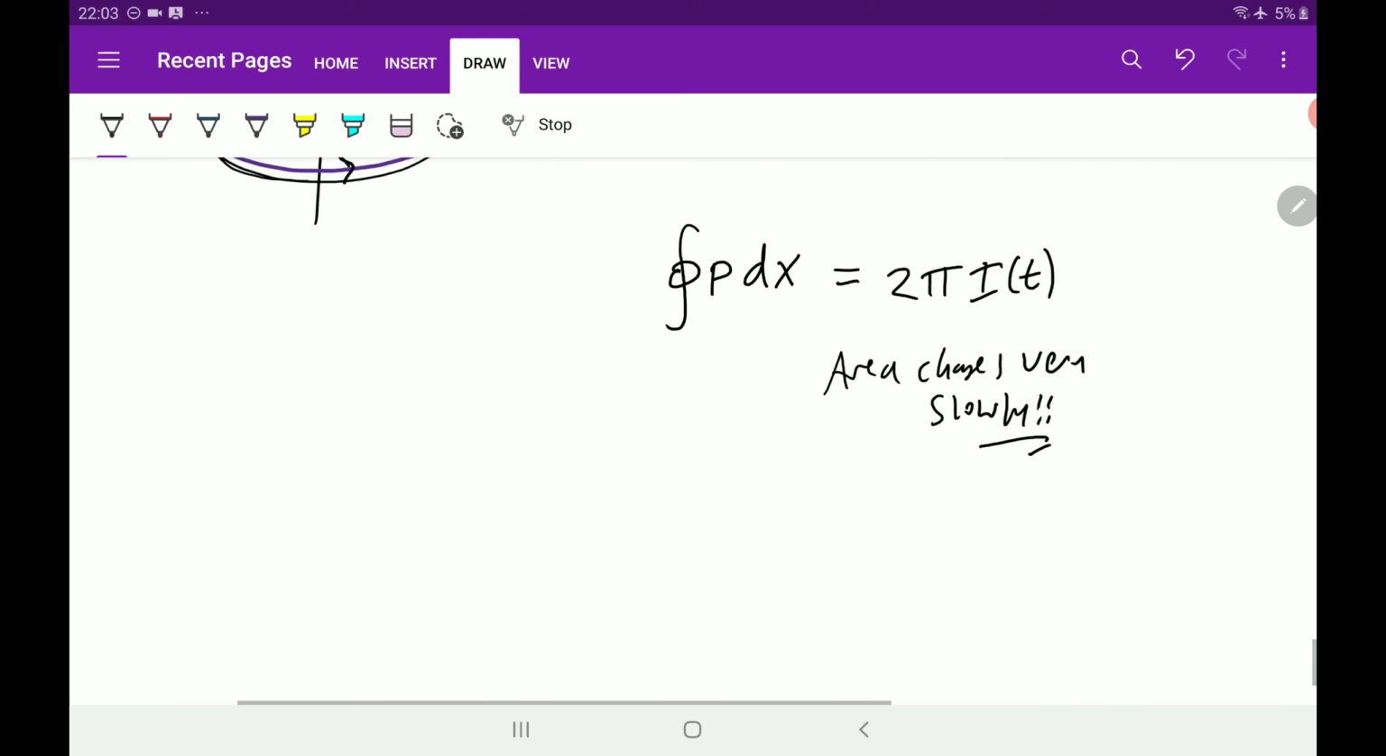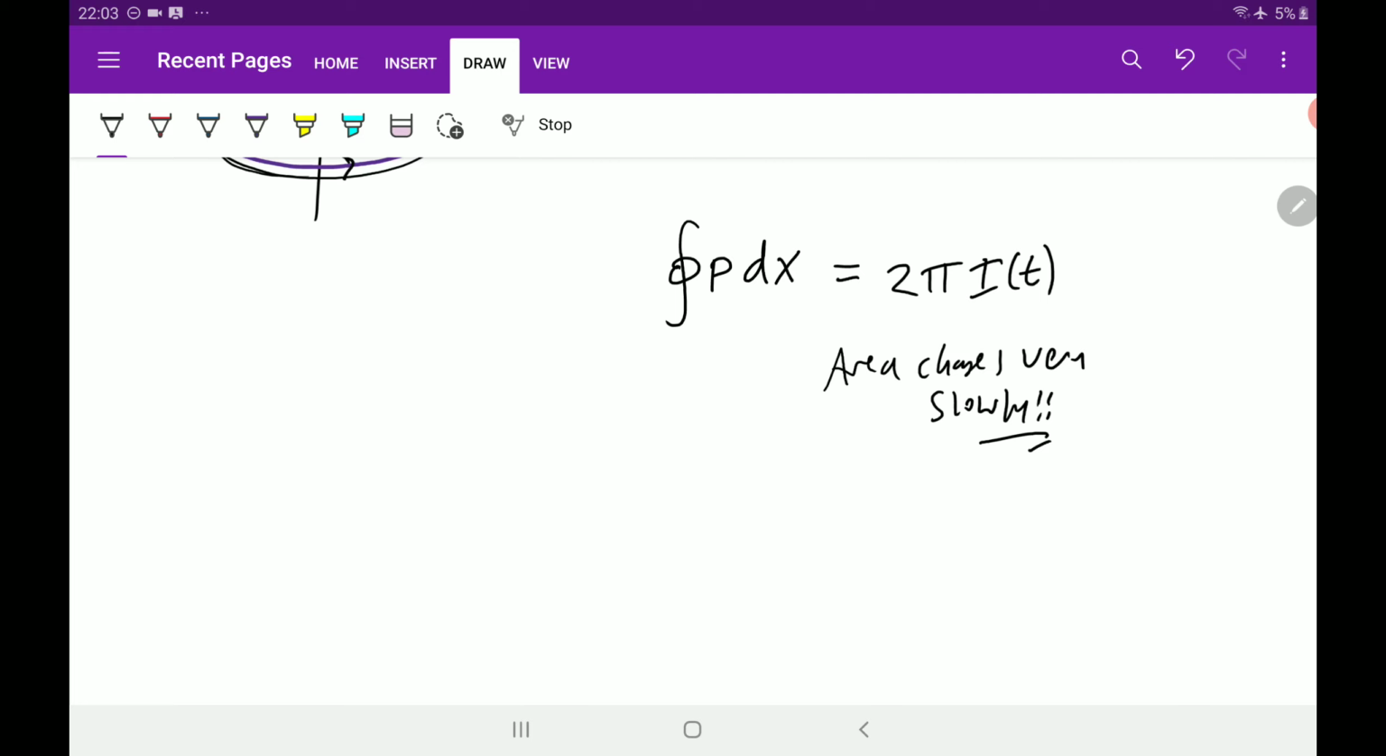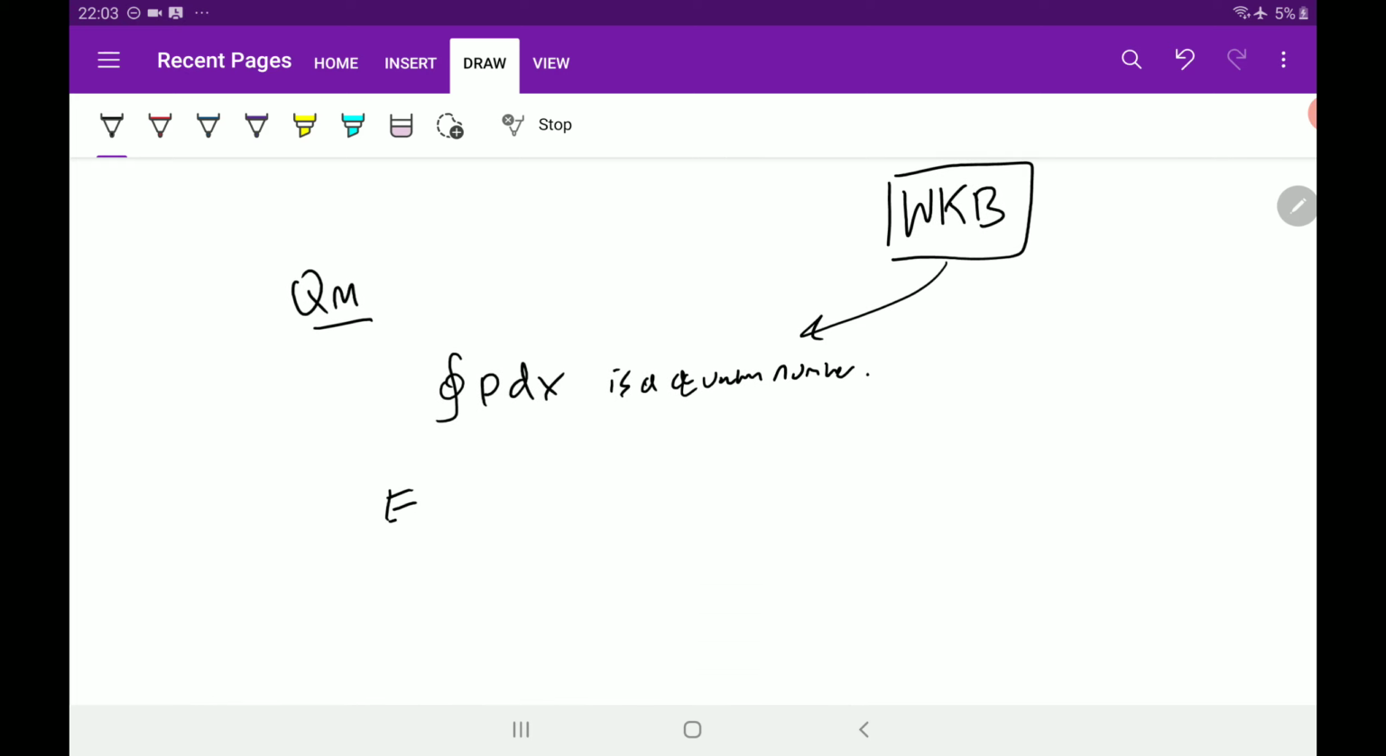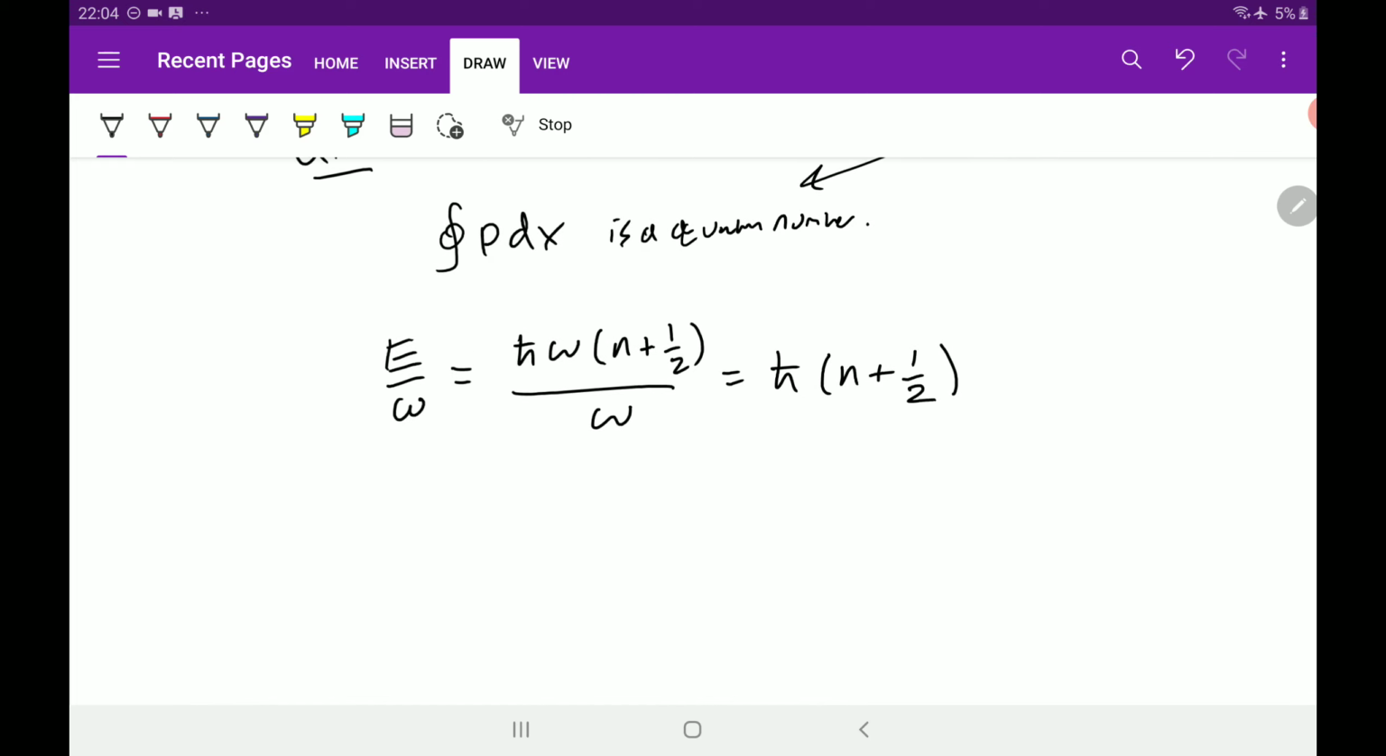Okay, and you can see a similar thing when you use the WKB approximation. Now in quantum mechanics, the WKB approximation comes in, and you can see that actually the area is related to a quantum number for the harmonic oscillator, or alternatively E divided by omega, since E is h bar omega times (n plus a half). You get that this quantity is essentially related to a quantum number.